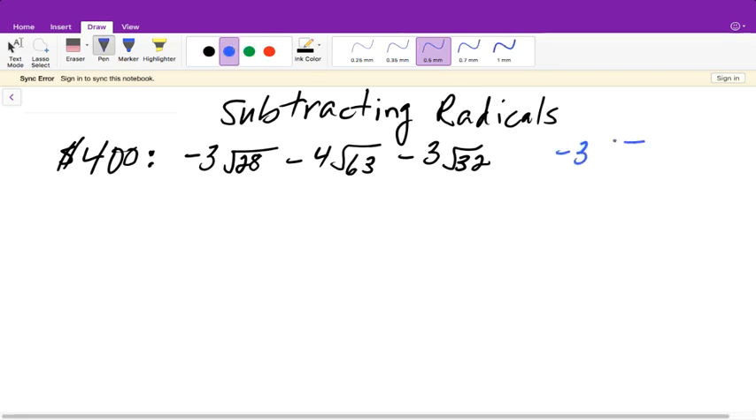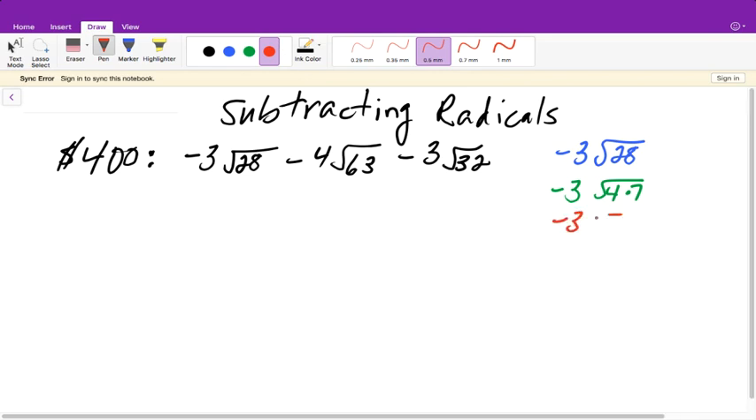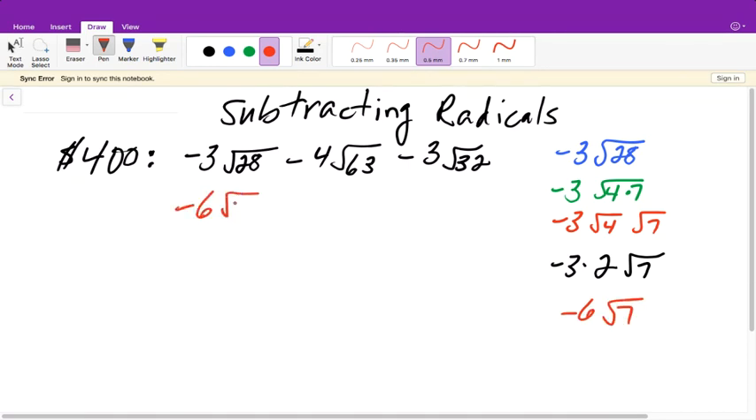So negative 3 times the square root of 28. Well, what perfect square goes into 28? 4 does. And how many times does 4 go into 28? 7. So then we separate them apart. Negative 3 times the square root of 4 times the square root of 7. Well, what is the square root of 4? That is 2. So negative 3 times 2 times the square root of 7. And that will then give me negative 6 times the square root of 7. So these are the exact same value, just written in different forms.